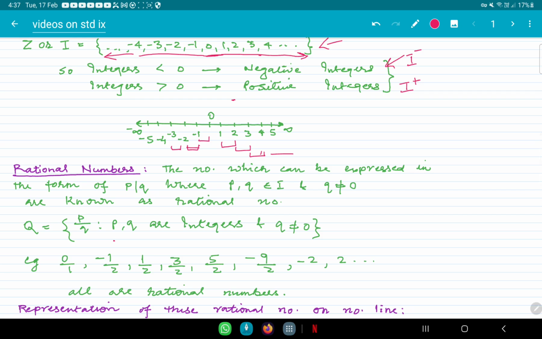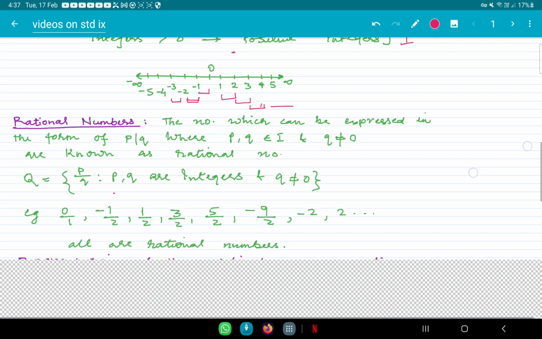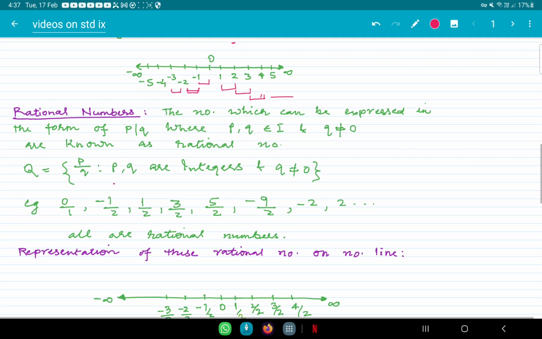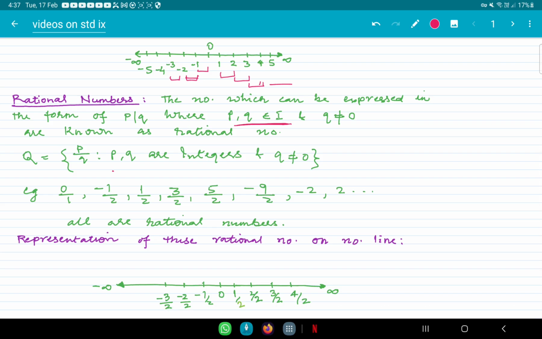Next number is rational number. So a rational number can be represented in the form of p by q, where p and q are integers, means they belong to capital I. And a special thing is that in this q is not equal to 0. Q should not be 0. If q is 0, then we can't say that it is a rational number.